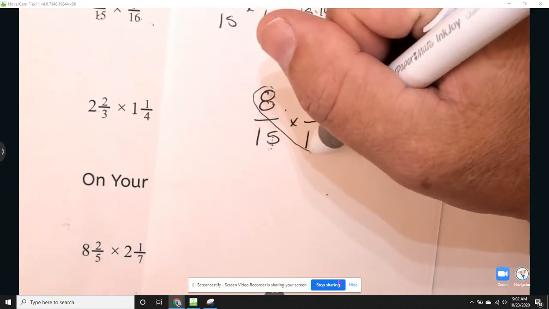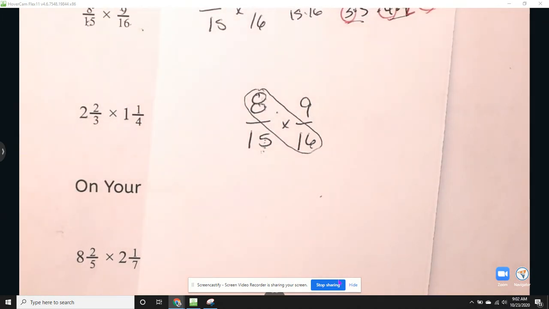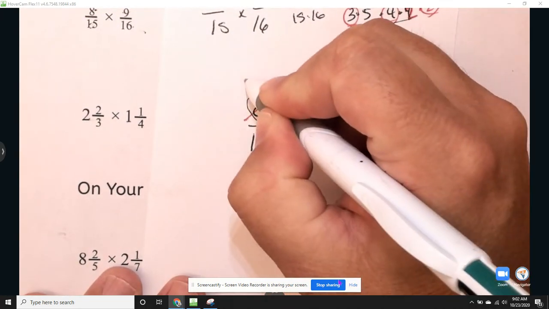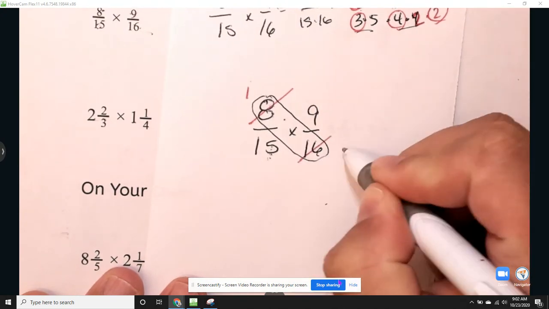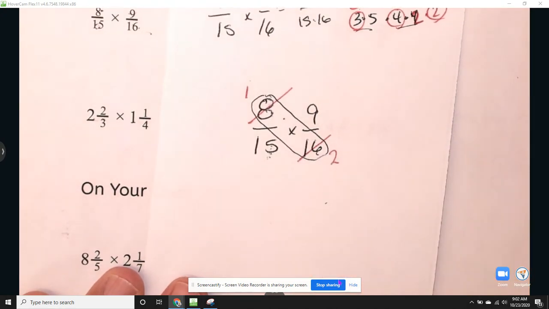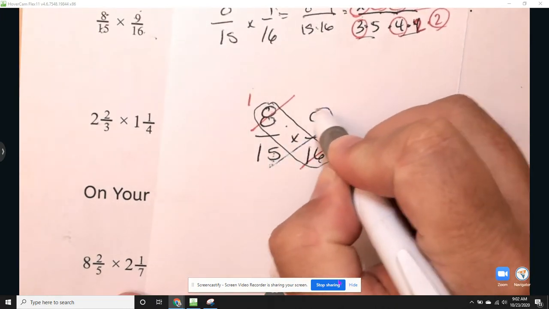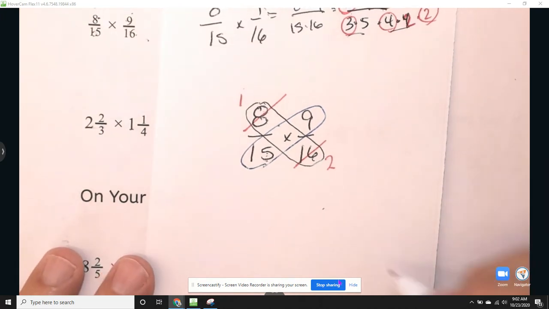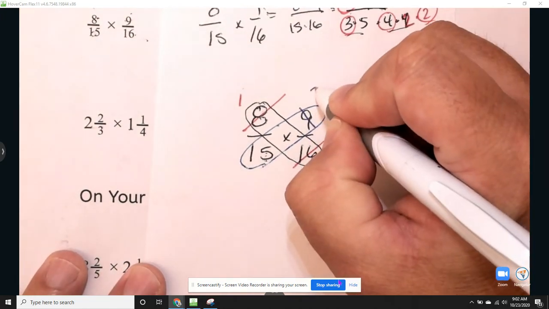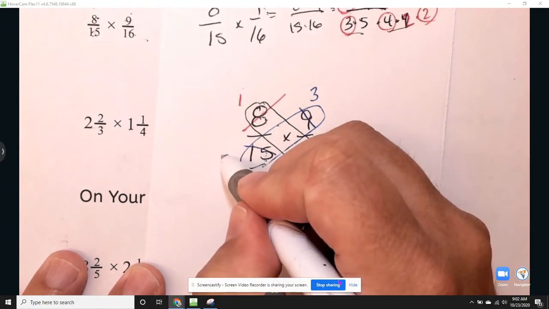So if I look at the 8 and the 16, I can see that 8 and 16 are both divisible by 8. So I can go ahead and divide them both by 8. 8 divided by 8 is 1. 16 divided by 8 is 2. And then I look on this diagonal, 9 and 15, and I can say, oh, you know what? They're both divisible by 3. And 9 divided by 3 is 3. And 15 divided by 3 is 5.